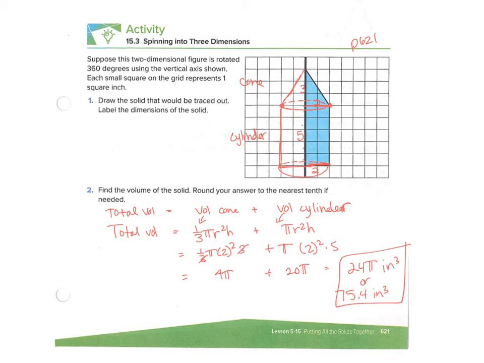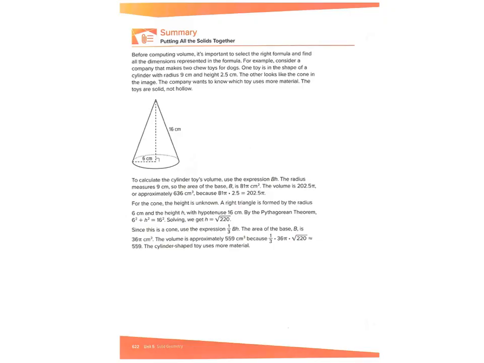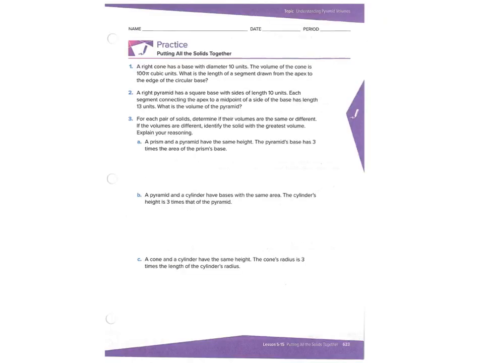So let's take a look at the first 2 practice problems in your workbook on page 623. Both of these use a term that you haven't really seen before, so I want to sketch them both for you. So let's read number 1. It says a right cone has a base with diameter 10. So remember, a diameter is all the way across my circle. So when they say that, they're trying to tell me that my radius is 5. It says the volume is 100 pi cubic units.